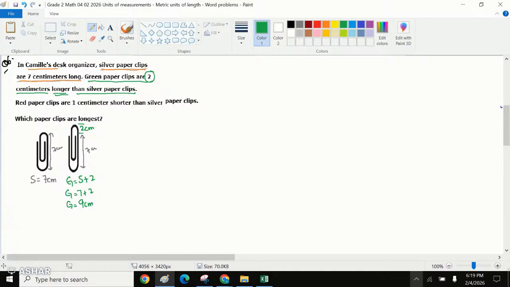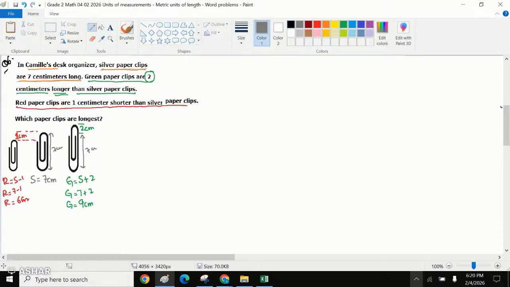Moving ahead, it says the red paper clips are 1 centimeter shorter than the silver. So the red paper clips were smaller in length. That means the difference of the length of the silver and the red was 1 centimeter. Red should be silver minus 1, so red would be 7 minus 1. The red clips are 6 centimeters long.